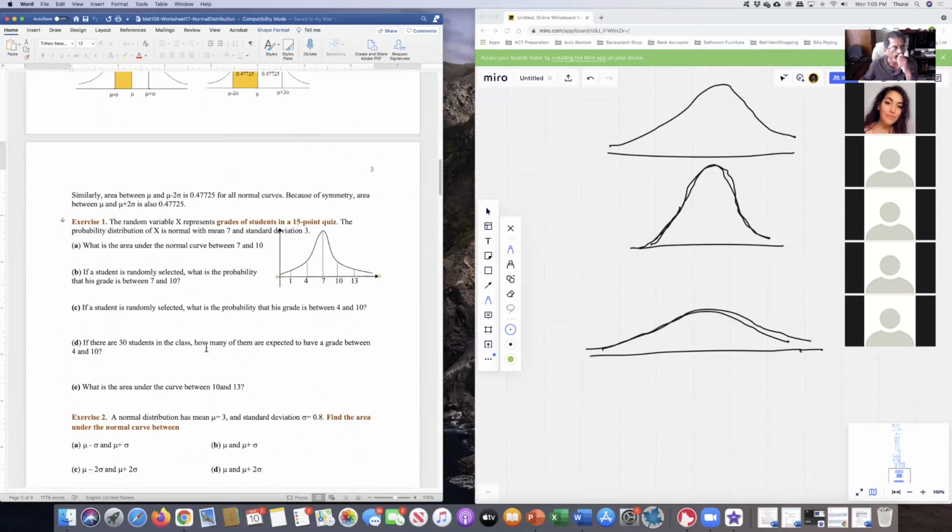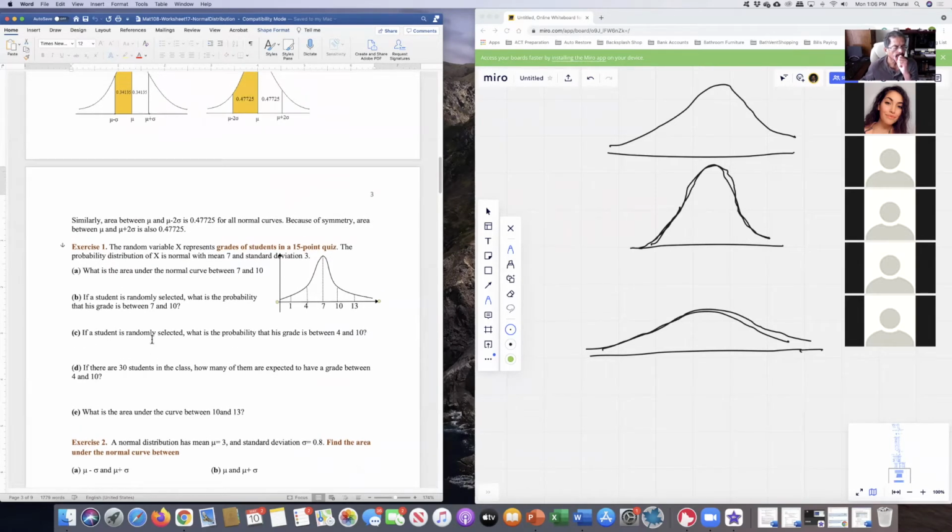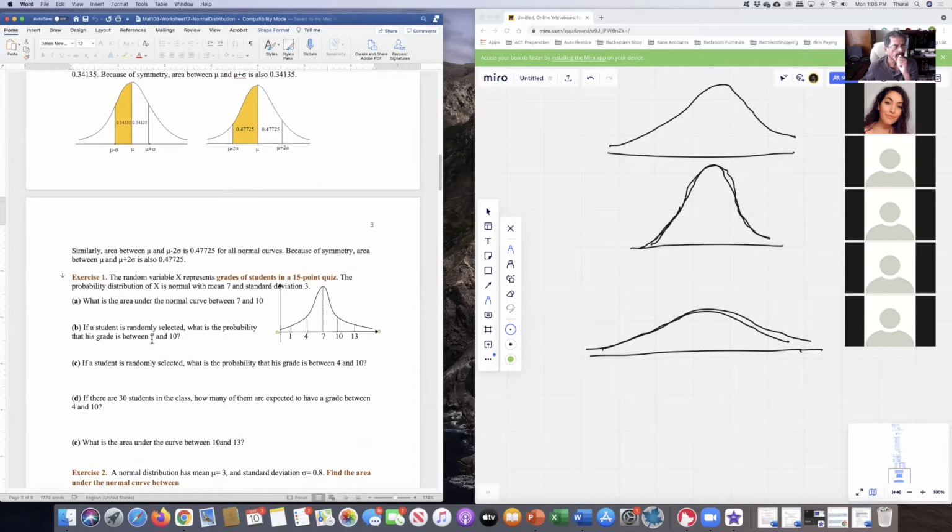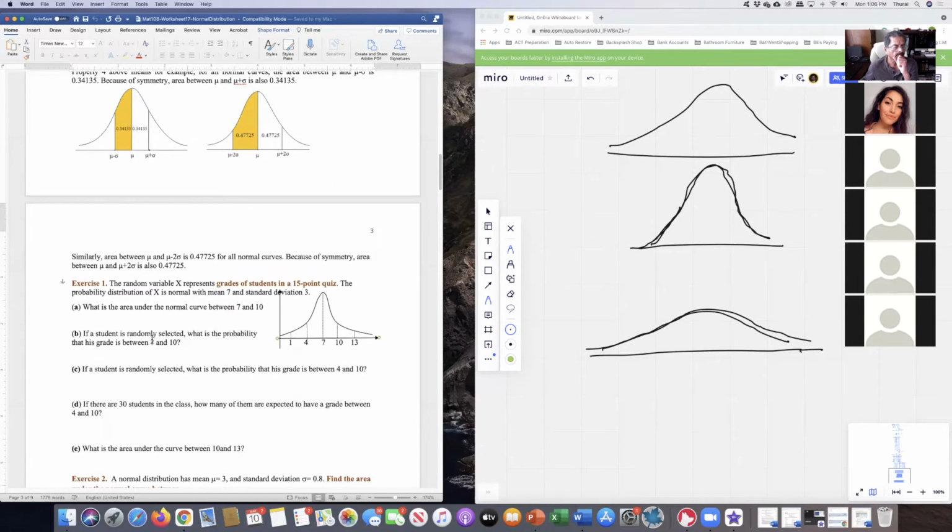0.68. All right. Now, if there are 30 students in the class next semester, how many are expected to get grade between 4 to 10? What do I do? Would it be the same answer as C? That would be probability. The probability is correct: 2 times 0.34135, which is approximately 0.68. So the probability for a student to get grade between 4 and 10 is 0.68. We already found it in part C.